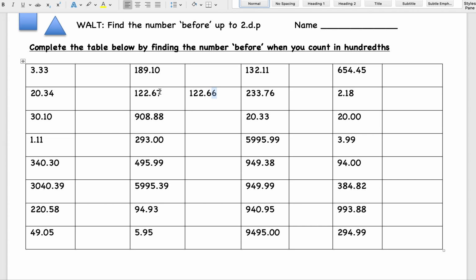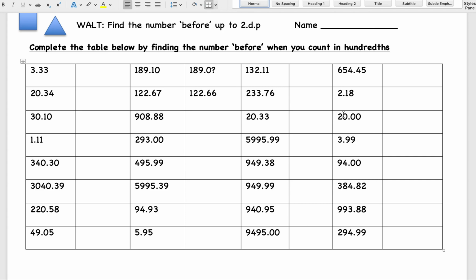Okay, now be careful. There are some that might be a bit tricky. For example, this one says 189.10. This says 189.1, but we've left the 0 here for a reason. So if you take away 1 hundredth from 189.1, you actually have 189.0 something. I wonder what it could be.